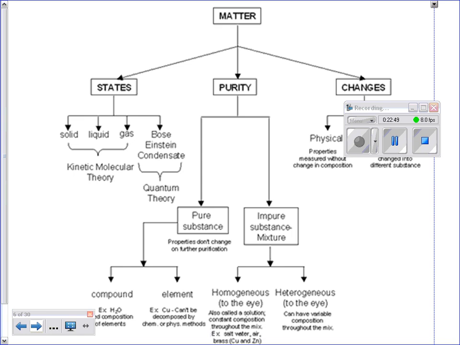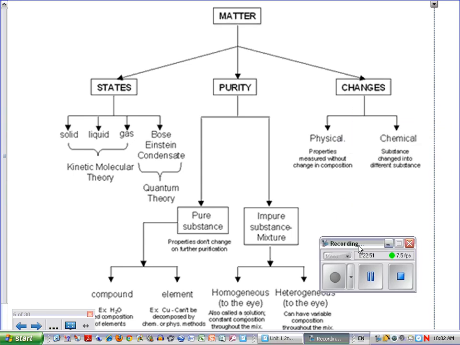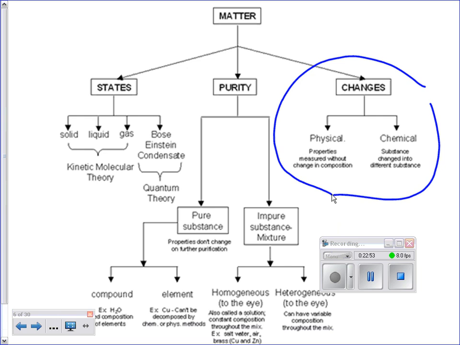Where we get into physical and chemical changes, I need you to also focus on this because you guys have a lab next week on this. It's kind of an inquiry-based lab where you're going to go in and, based on experimentation, figure out if something's chemical or physical, okay? All right, so that's something that you need to be working on.